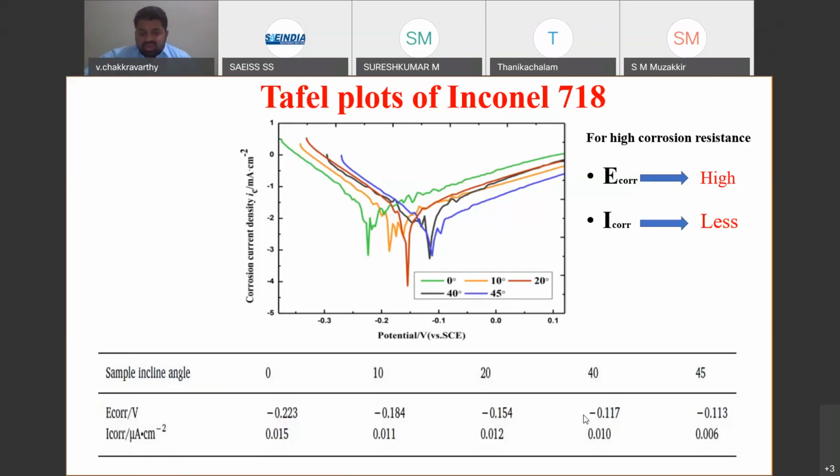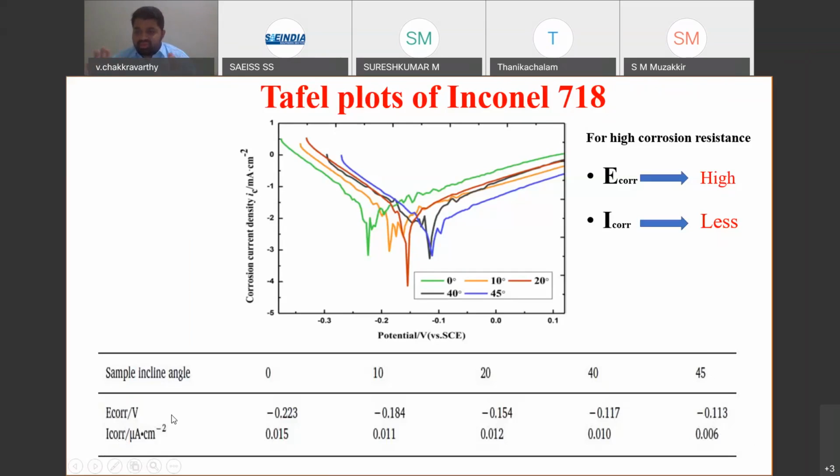Likewise here we have ECOR values all with negative signs, which we should notice. Among all these negative values, the highest ECOR value is minus 0.113. Among all the ICOR values, this 45 degree sample showed the least ICOR value. So this blue graph is highly corrosion resistant as compared to the others. This is how we evaluate which material is corrosion resistant.